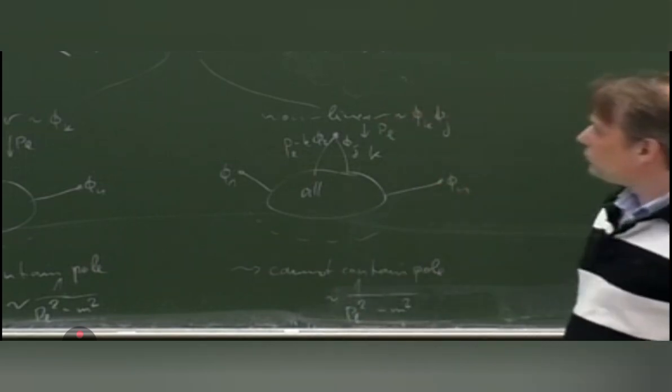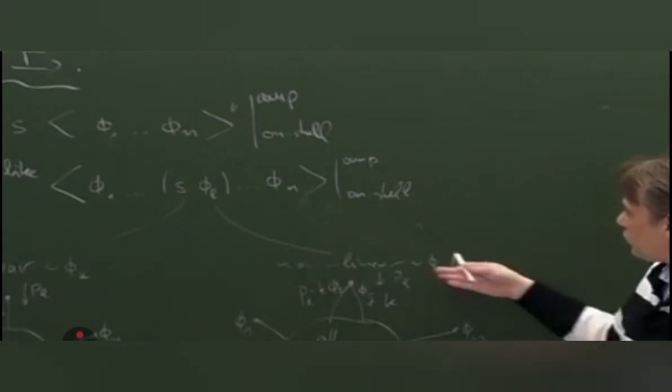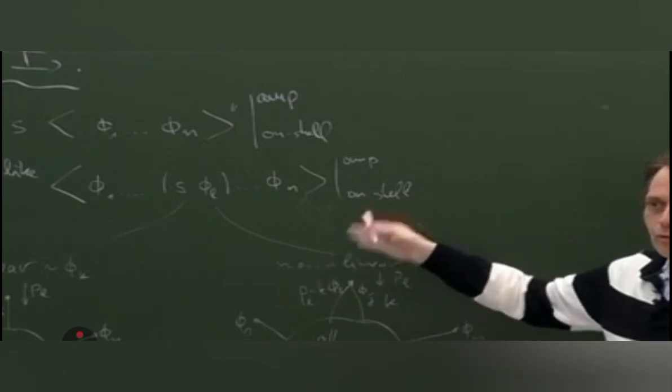So therefore, there is something important which happens if we go on shell and amputate the external legs. Namely, the terms resulting from nonlinear expressions in the BRST transformations completely drop out. That is the dramatic simplification I announced.